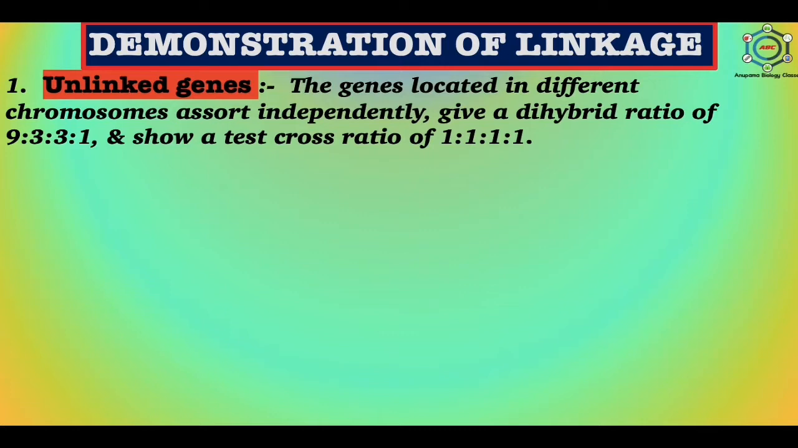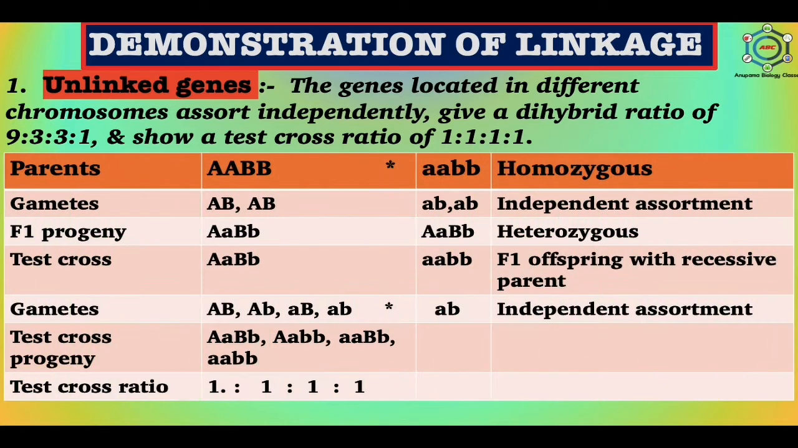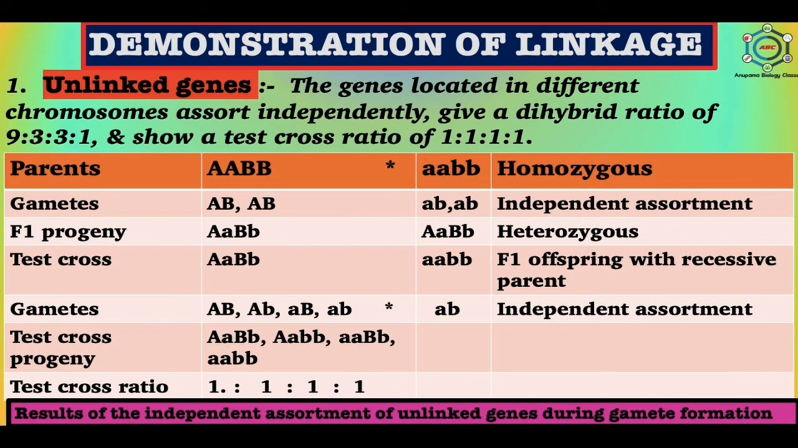Now, the demonstration of linkage, and here the first one is unlinked genes. The genes located on different chromosomes assort independently, give a dihybrid ratio of 9:3:3:1 and show a test cross ratio of 1:1:1:1. So here you can see there are two parents, capital A, capital A, capital B, capital B, and small a, small a, small b, small b, and both are homozygous.